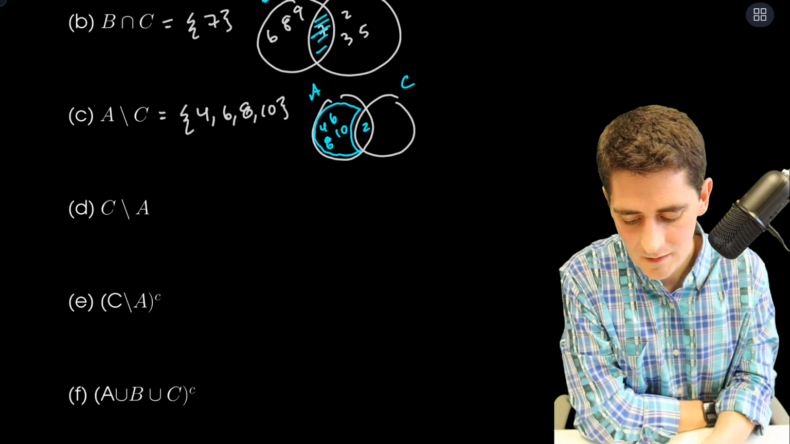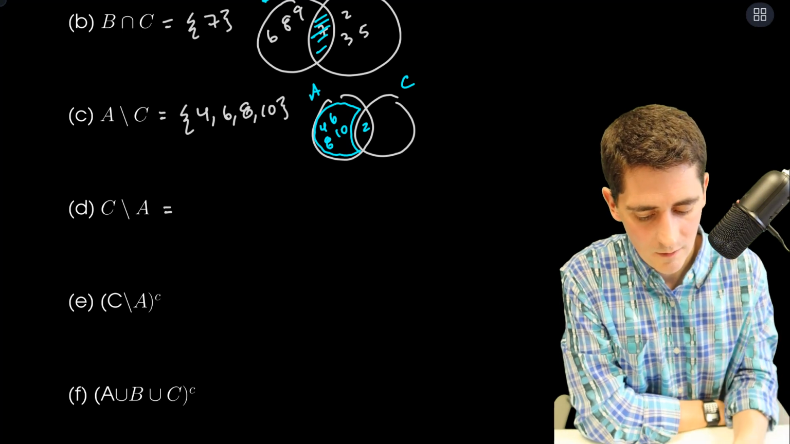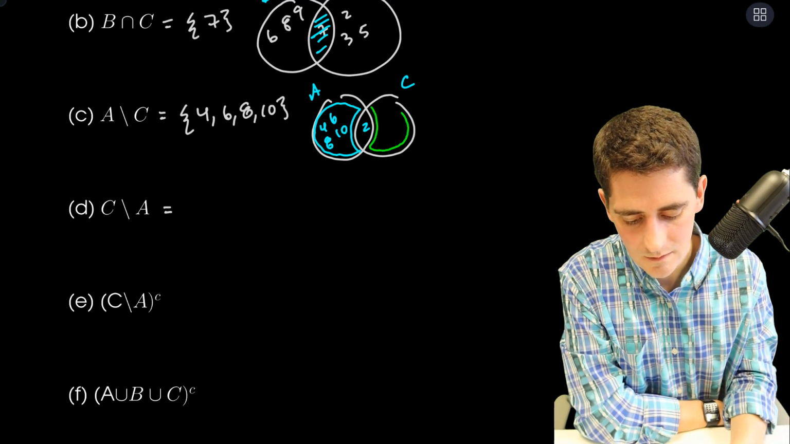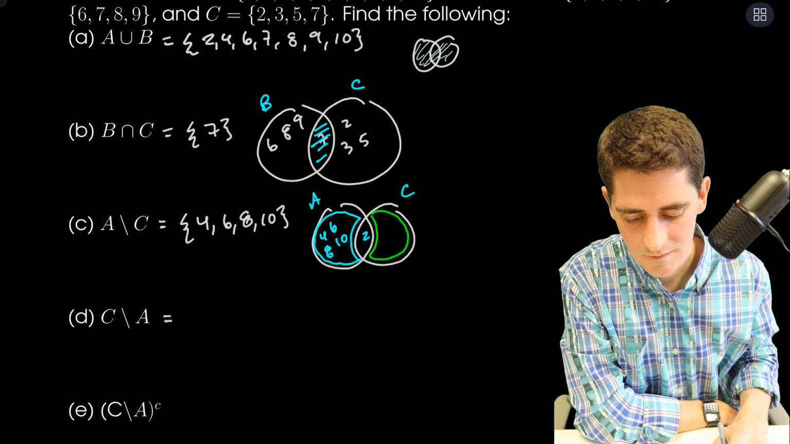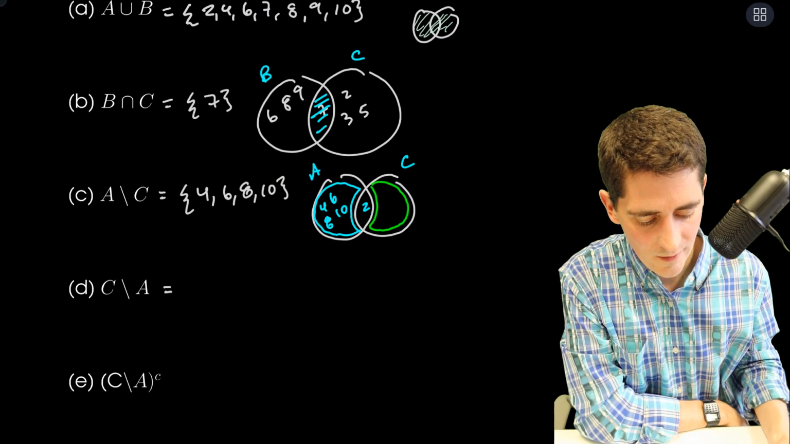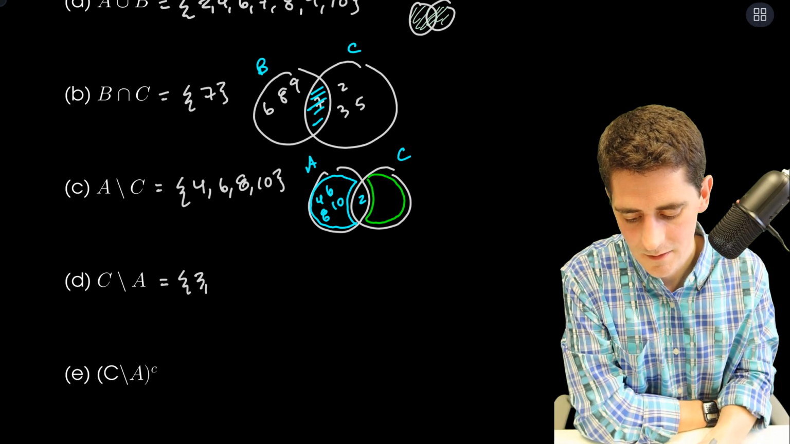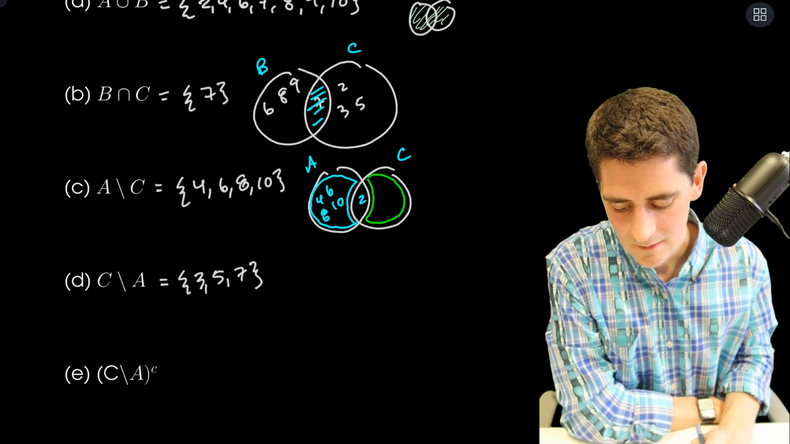I can do a similar thing with C throw away A. This time I want this part of C. Alright, and again, C is 2, 3, 5, 7. So if I delete A away from that, the only thing that gets deleted is the 2. So I have 3, 5, 7. Great. Okay. Let's look at E.